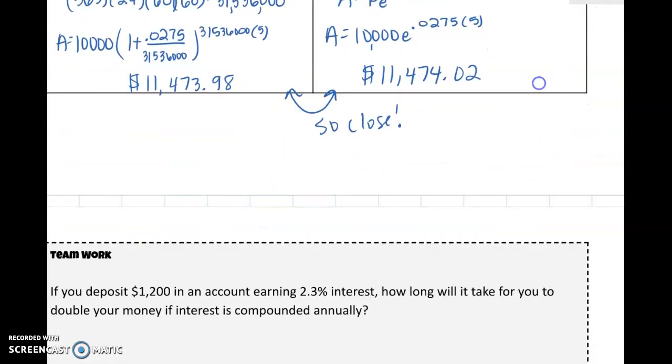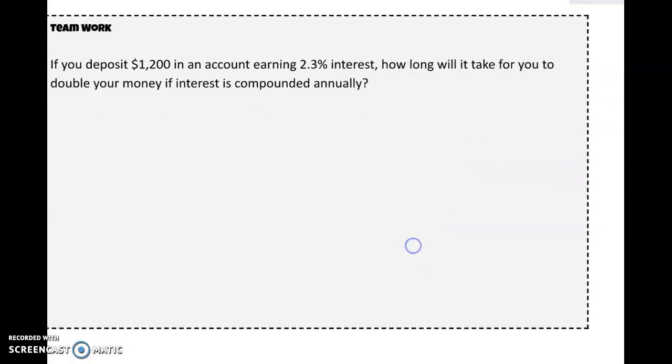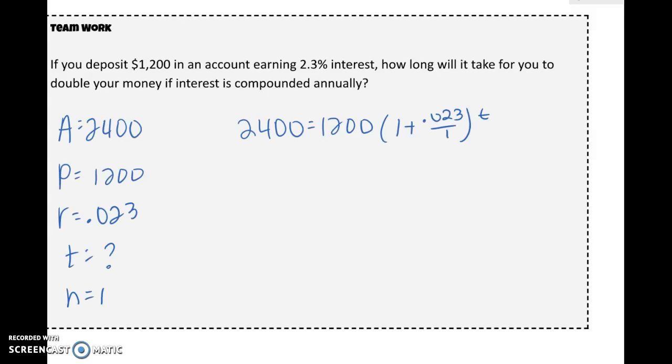Okay, moving on, we're going to end this day 1 with a teamwork. So take a second to pause the video and try this out with your partner. I went ahead and labeled what I had and plugged it into my formula. Take a second to double check yours. What you need to recognize here is when you're solving for the exponent, that should trigger for you that we are going to solve using logs, and you can use common log or natural log.